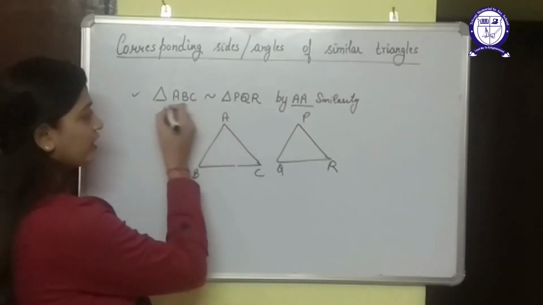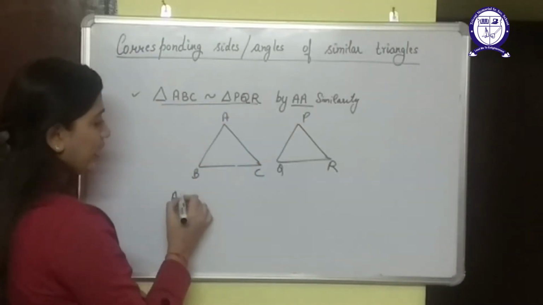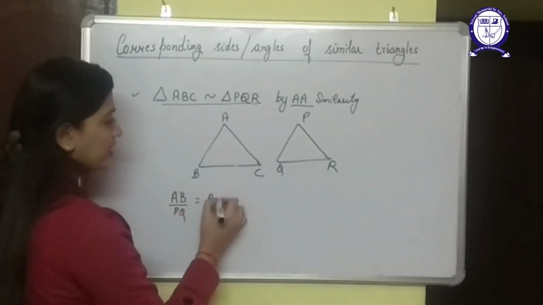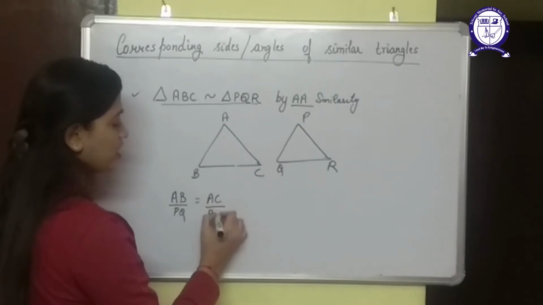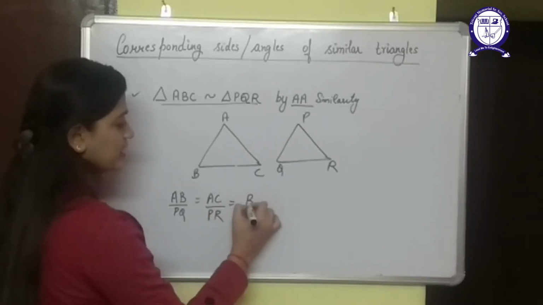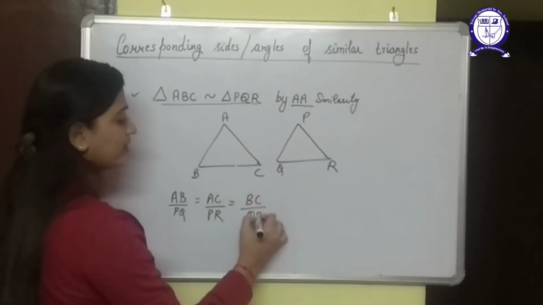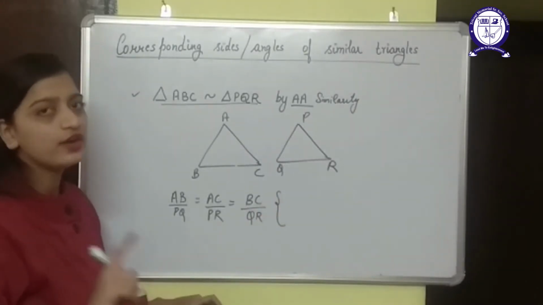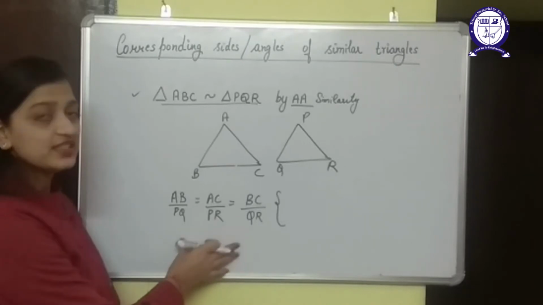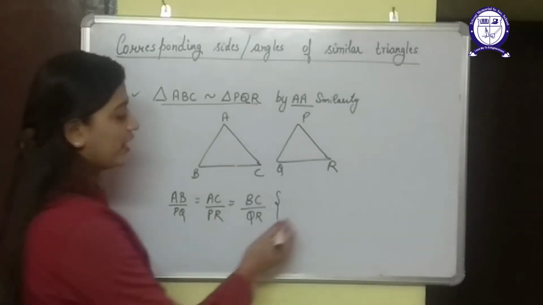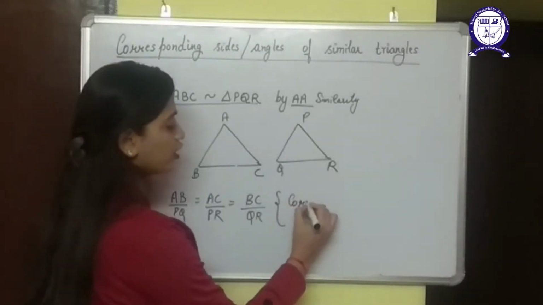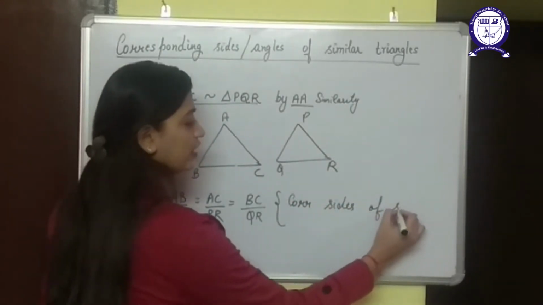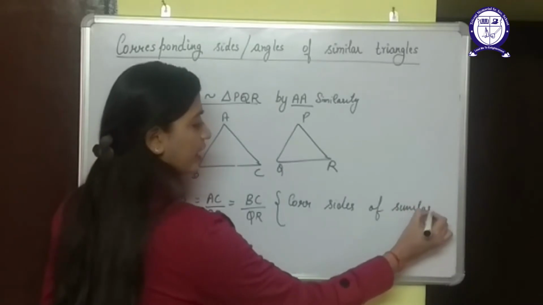So after proving this, we can say AB upon PQ is equal to AC upon PR is equal to BC upon QR, and the reason will be corresponding sides of similar triangles, because we are talking about the sides. So we will write corresponding sides of similar triangles.